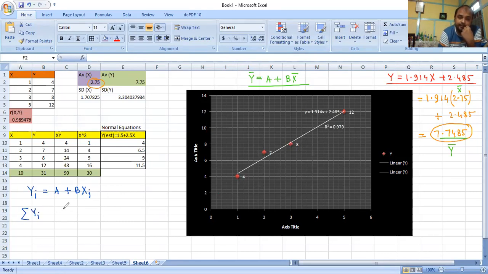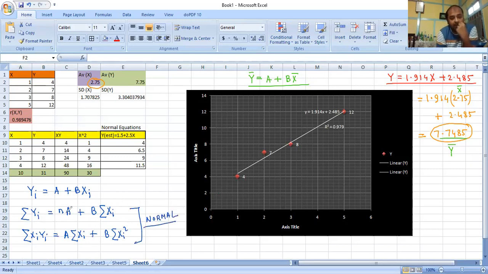summation yi equals n into a plus b summation xi, and summation xi yi equals a summation xi plus b summation xi square. These were termed as normal equations.